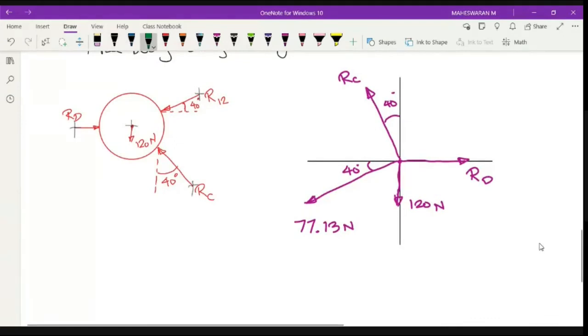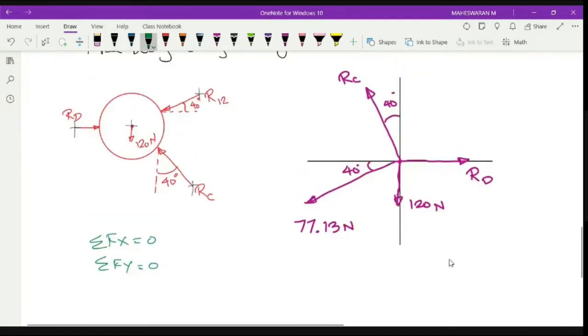Only thing is I have to identify what my RC and RB are. Can we apply Lami's theorem? Yeah, it is more than 3 forces, so we can't apply Lami's theorem. So the only possibility is to solve by resolution of forces. We make a tabulation and solve it one by one. We know that it is an equilibrium state, which means sigma Fx is 0 and sigma Fy is 0.